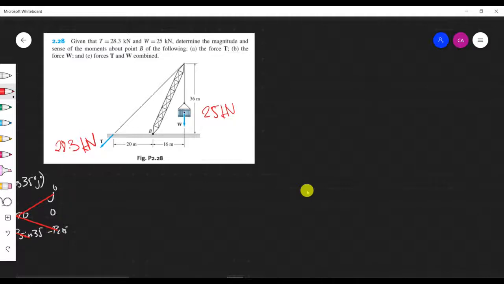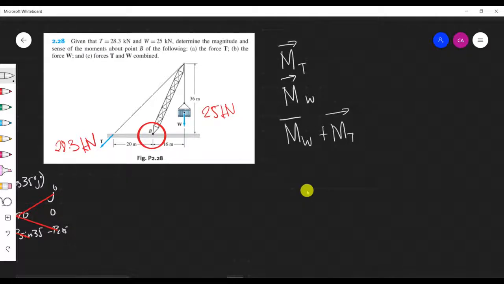Determine the magnitude and sense of moment about B. Okay, about B, of the following force T and force W, and forces T and W. So, ito yung sinasabi niya. So, what is the moment vector due to T? What is the moment vector due to W? And what is the combined moment of W plus T? So, yun yung tatlong tanong niya.